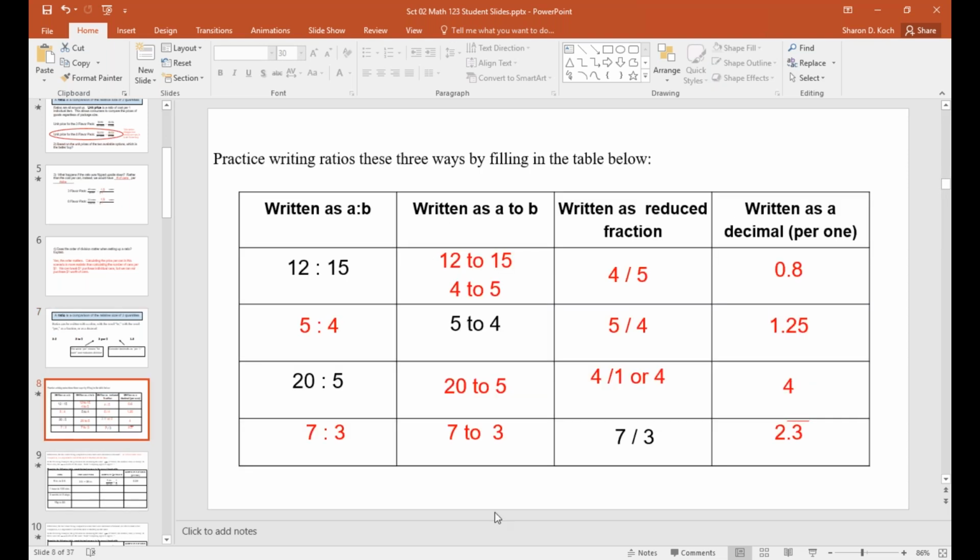Okay, so here are a few different ways of writing them. We can say that I have a 12 to 15. We can put them in reduced form, reduced to the lowest factors. Here it is written in the form of a fraction. Now to put it in decimal form, I would take the numerator divided by the denominator, and I would get my decimal here, 0.8. So that means 0.8 per one of whatever that denominator is.